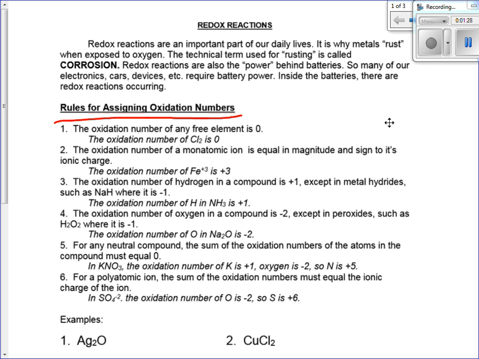What you do need to remember too is a few of the others, like zinc and silver. What are zinc and silver's charges? Zinc is plus 2, silver's plus 1. Follow the diagonal. Aluminum plus 3, zinc plus 2, silver plus 1.